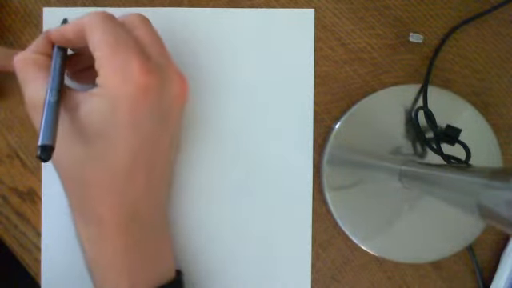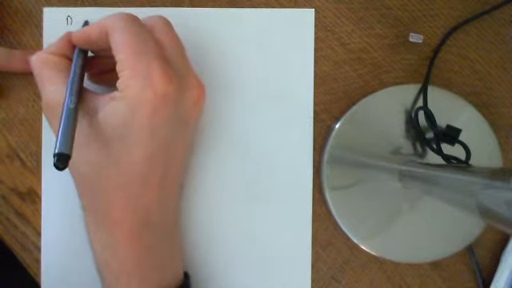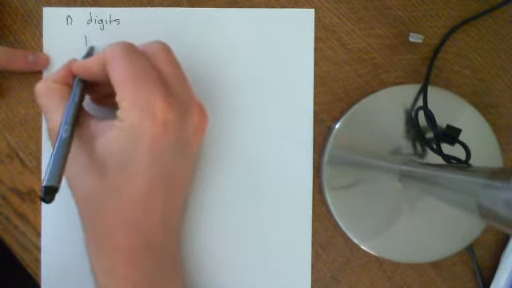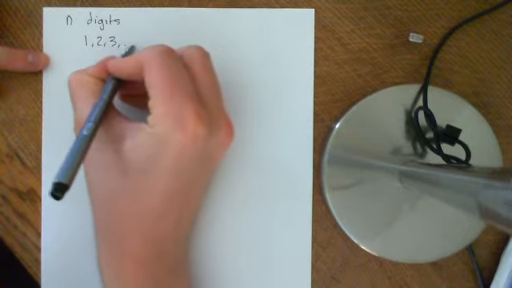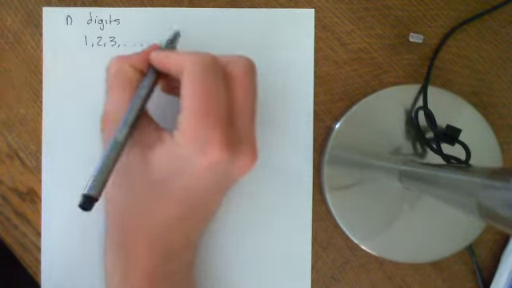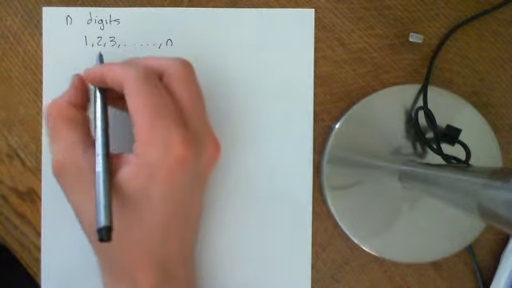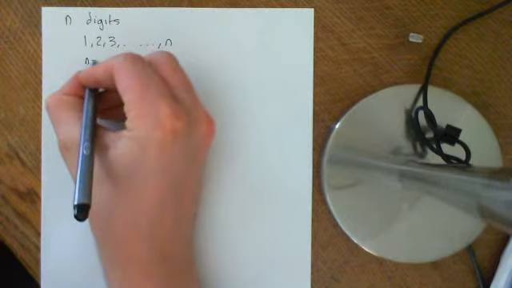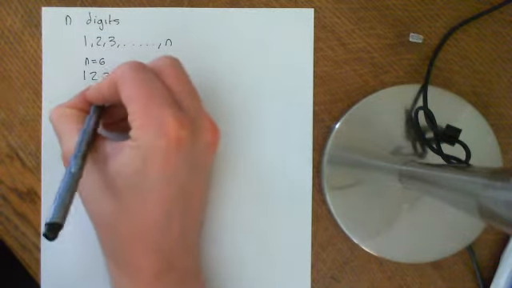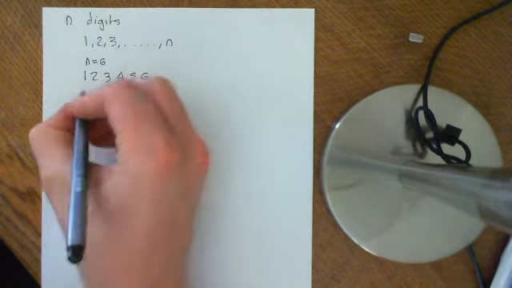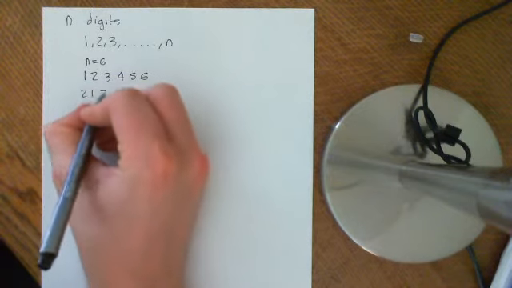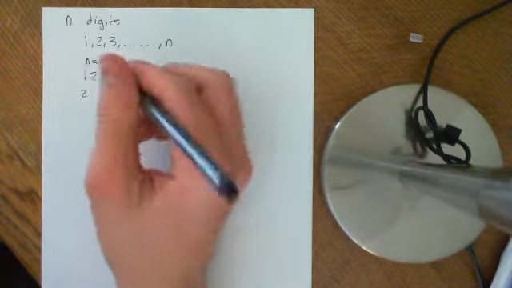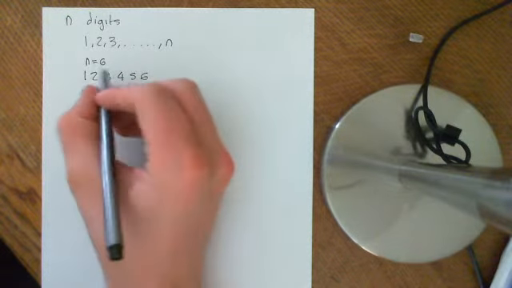Here's the problem. You have n digits, so 1 all the way to 3 all the way up to n. And you can permute these around, so you can order them in different ways. So for instance, let n equal 6, then you have 1, 2, 3, 4, 5, 6. A different permutation would be 2, 1, 3, 4, 6, 5. You could permute, and there are many different permutations.